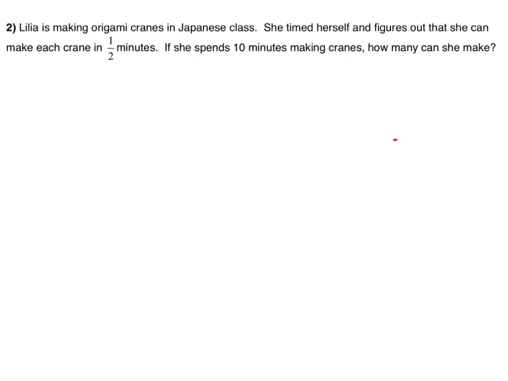Lila's making origami cranes in Japanese class. She timed herself to figure out that she can make each crane in 1 1/2 minutes. She spends 10 minutes making cranes. How many can she make? So I'm going to do that same thing again. I know that she can make 1 crane in 1 1/2 minutes. I'm going to write that down so I don't forget. That's a fact telling me right there: 1 crane, 1.5 minutes.